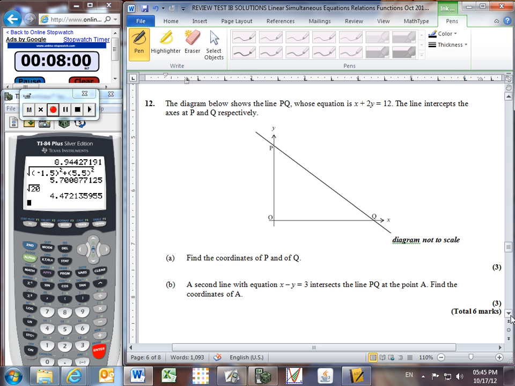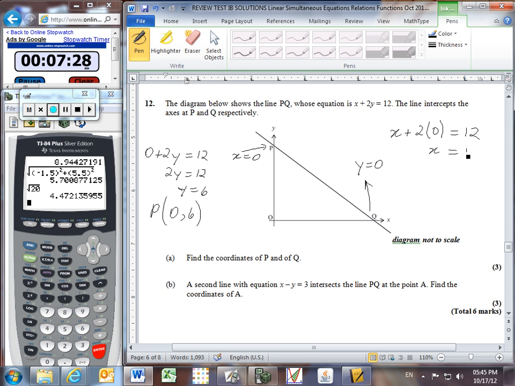Number 12, we've got the line PQ. We've been given its equation, and it intercepts at P and Q. It wants us to find the coordinates of P and Q. Well, we've done a few of these already. We know that the y-intercept occurs when x is 0. And so 2y is 12, and so y is 6, but it wants the coordinates of P, so 0, 6. Let's do the same thing now. This is a place where y is equal to 0 at the x-intercept. Let's substitute in then a y value of 0, and this means that x plus 0 equals 12, and so your coordinates of point Q, an x value of 12 and a y value of 0.